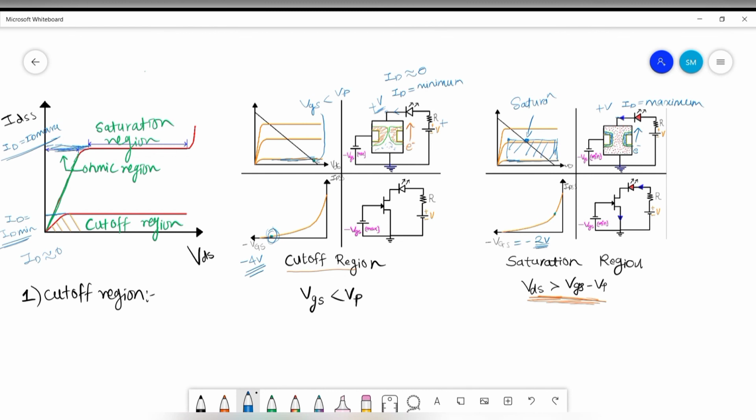I hope you understood the concept of the saturation and cutoff regions of JFET. Now if you want to understand the concept of the ohmic region, then please do visit my post, because I explained that concept really well there.